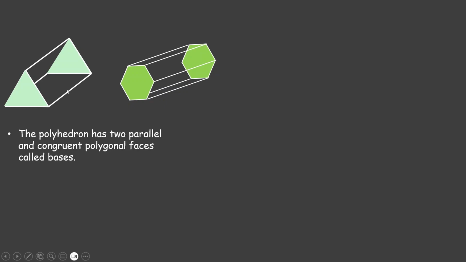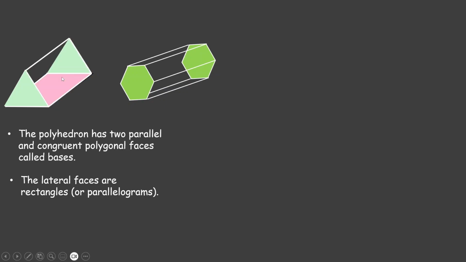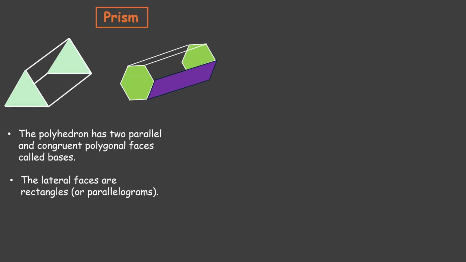Also, all the other faces, the lateral ones, they are rectangles or parallelograms. For example, this one here, it's a rectangle, or this face here, it's a rectangle. This face here, it's a parallelogram. So these kind of polyhedron which have two parallel and congruent polygonal faces and the lateral faces are rectangles or parallelograms, these are called prisms.